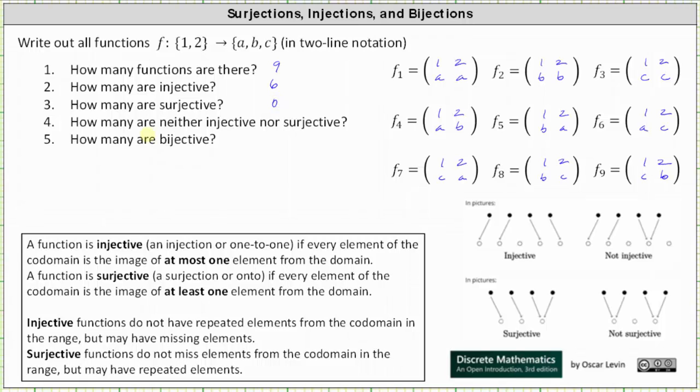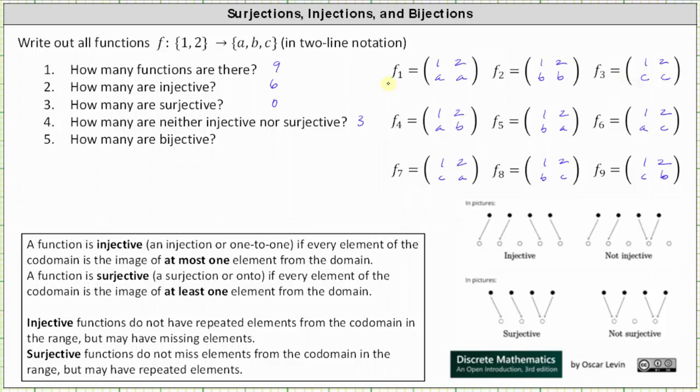Number 4, how many are neither injective nor surjective? Well, if there are 9 total functions, 6 of which are injective, 0 of which are surjective, then 3 of them are going to be neither injective nor surjective. And those 3 are functions f sub 1 through f sub 3.